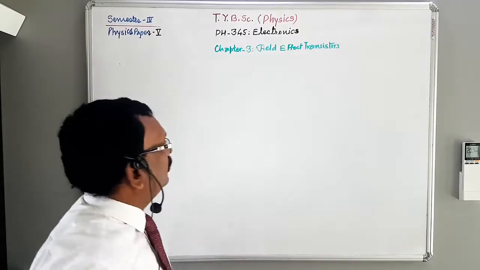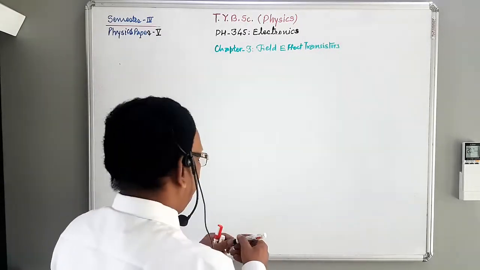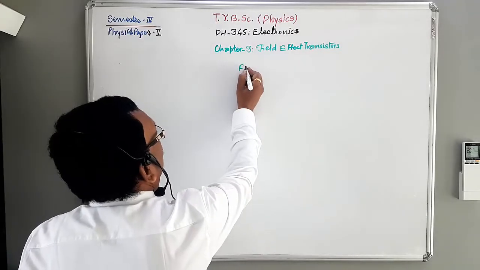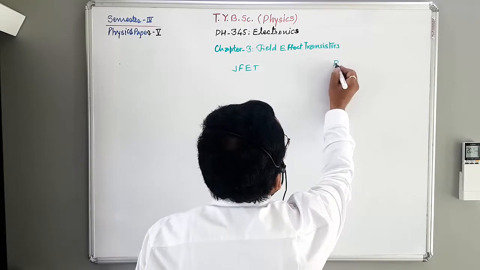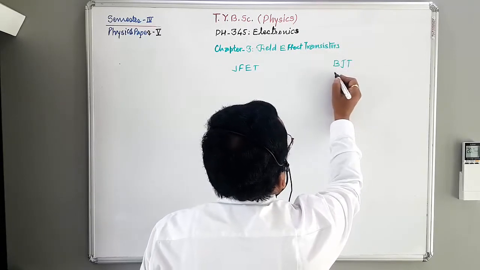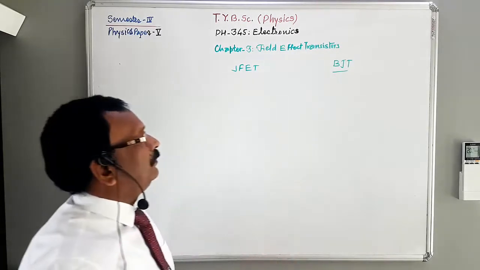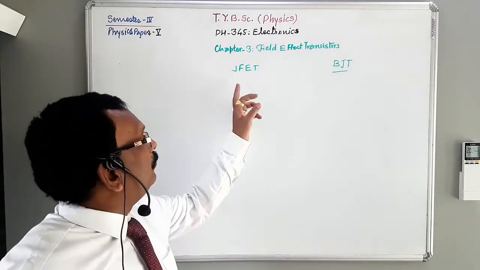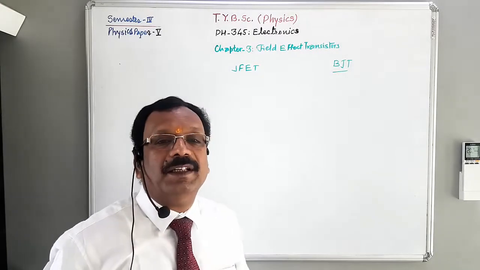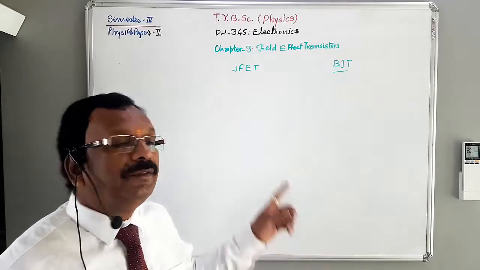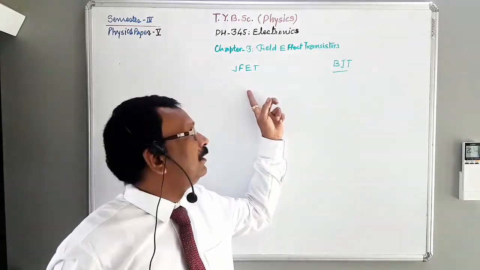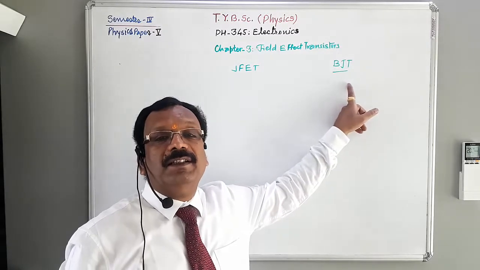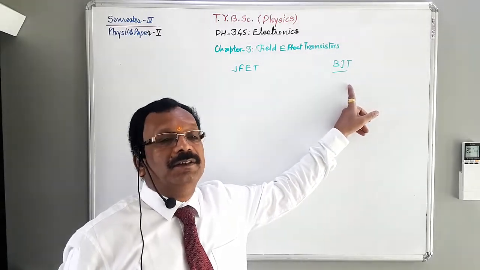JFET and BJT. First of all, FET, JFET, and here BJT. We are going to study a comparative study between JFET and BJT. See here, first, JFET is a voltage control device, whereas BJT is a current control device.